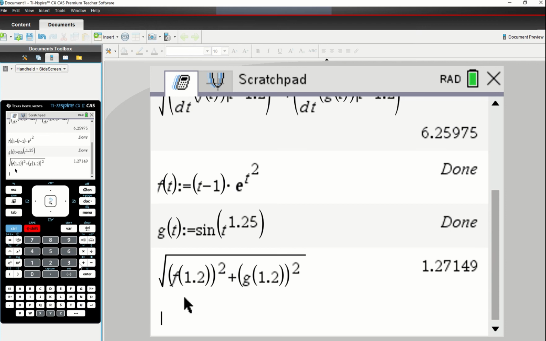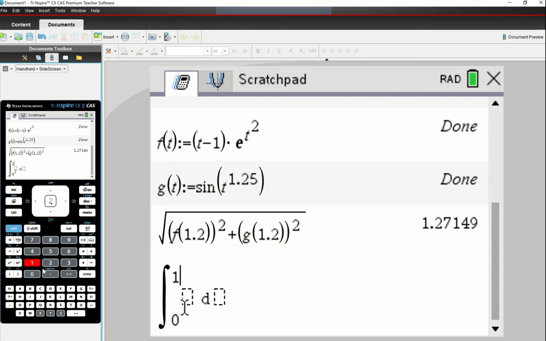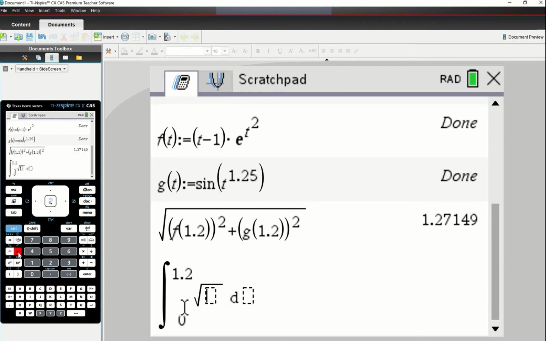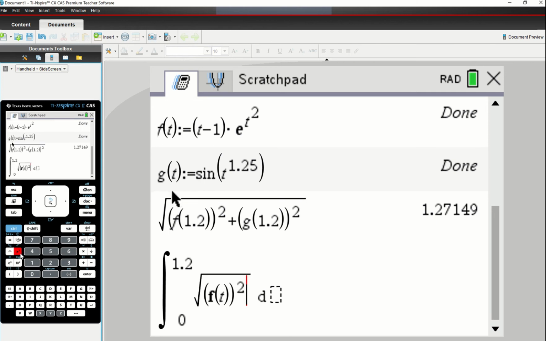Okay, so I'm going to do the definite integral. So shift plus from 0 to 1.2 of the square root. So basically arc length is the definite integral of speed. Just make sure that you do this in terms of t. And notice this is already a derivative. f is already the velocity function for x, as g is already the velocity function for y.